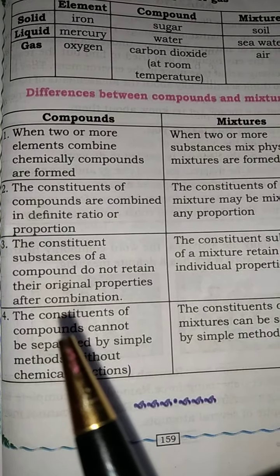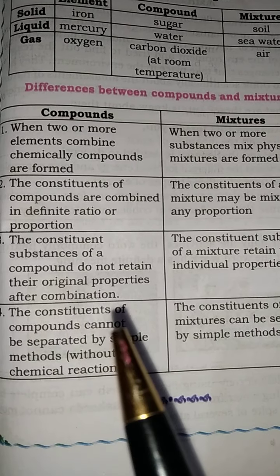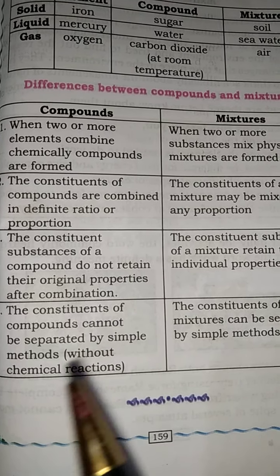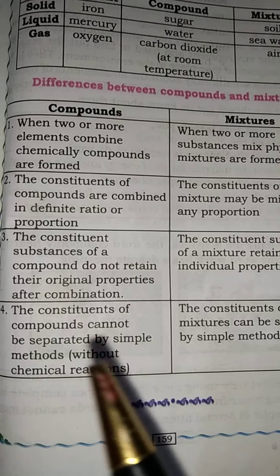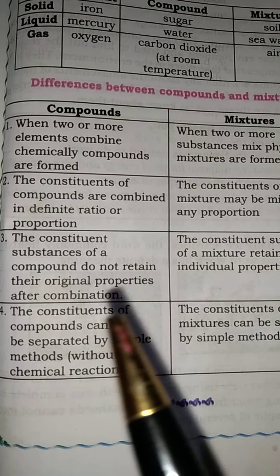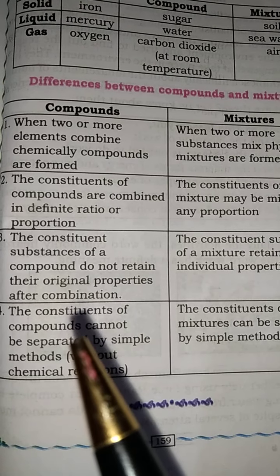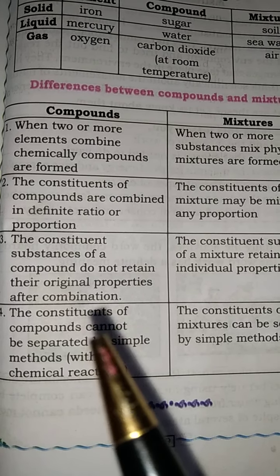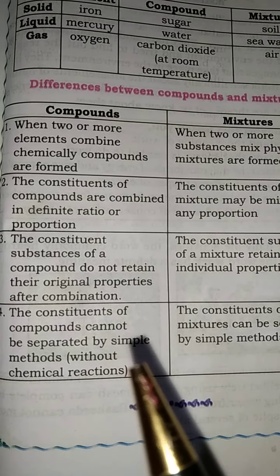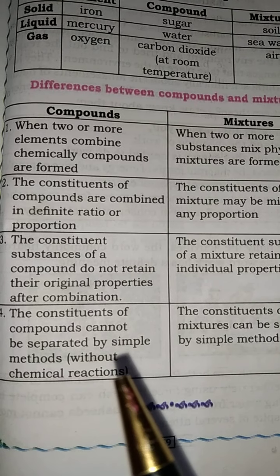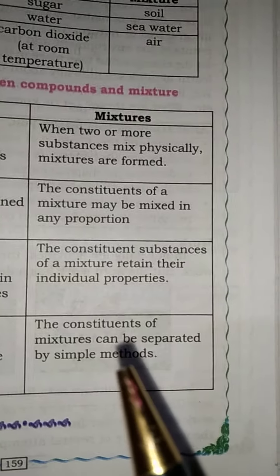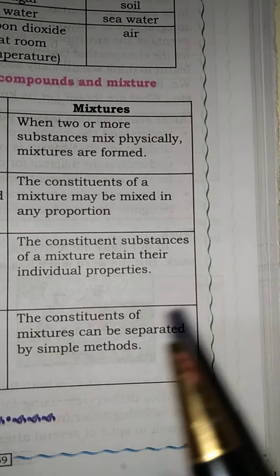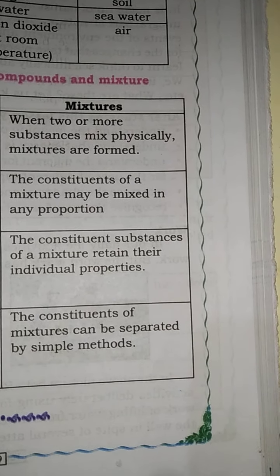Fourth point, the constituents of a compound cannot be separated by simple methods without chemical reactions. I will once again repeat it. The constituents of a compound cannot be separated by simple methods, that means, without chemical reactions. The constituents of a mixture can be separated by simple methods.